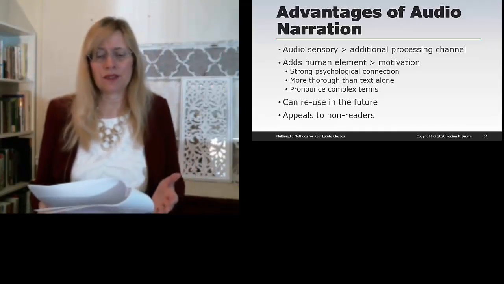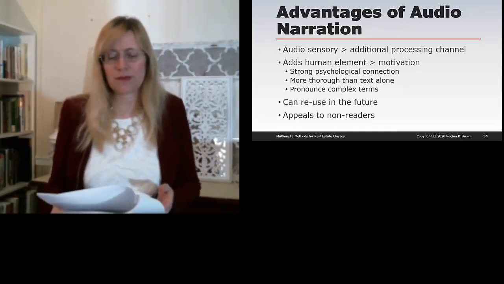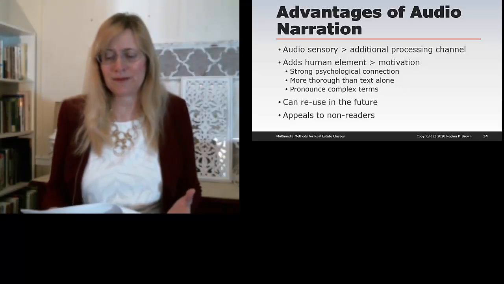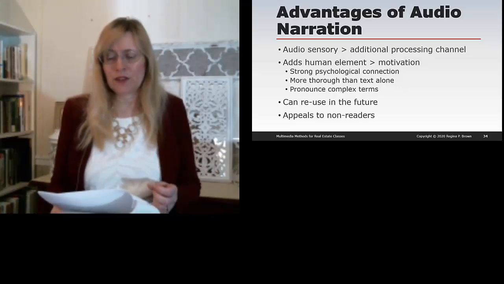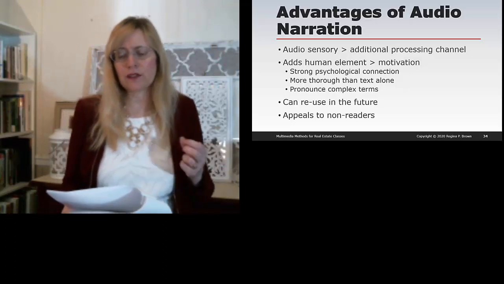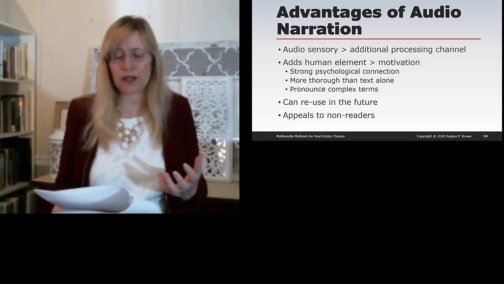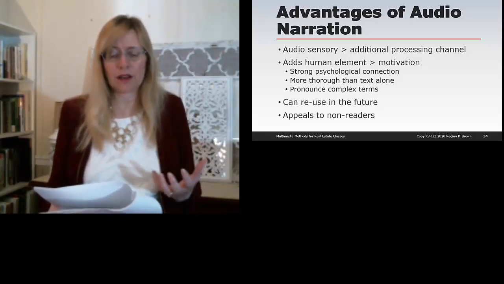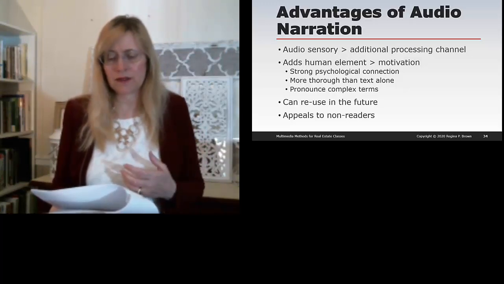What are the advantages of audio narration? There are many advantages. First, verbal narration triggers the audio sensory learning channel, which allows the student to receive more information verbally and yet reduce the cognitive processing by the eyes.